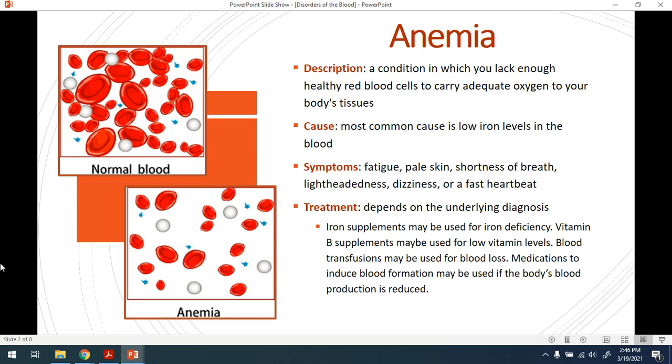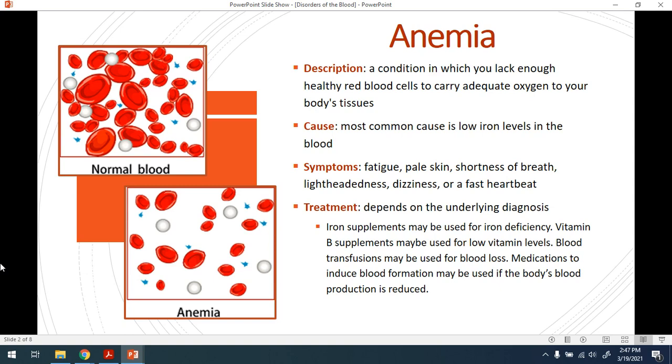The treatment will depend on what is causing the anemia, but most commonly, iron supplements may be used to help the iron deficiency. Vitamin B supplements may be used if you have a low vitamin level. Blood transfusions may be used for loss of blood, and medications can be used to help induce blood formation or may be used if the body's blood production is reduced.